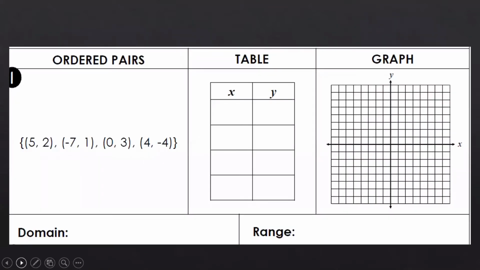So let's go look at this. Here, I have a set of ordered pairs. I personally think in order to find domain and range, it's easy to write your ordered pairs into a table. So if you look, I'm going to write my first ordered pair, 5, 2. Okay. Then I have -7, 1. Okay, my next ordered pair would be 0, 3. And finally, I have 4, -4.